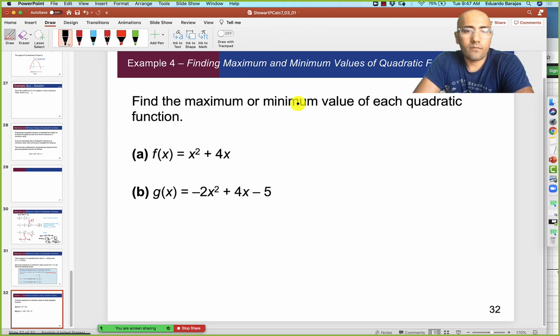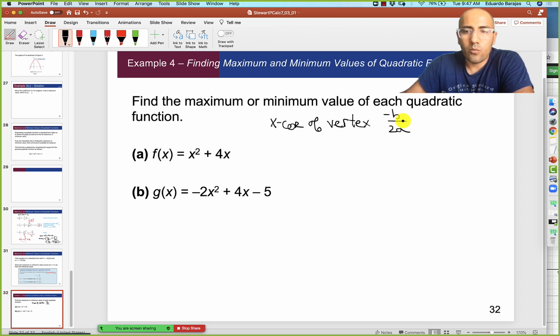Let's look at an example. Find the maximum or minimum value of each of these quadratic functions. In order to find the vertex, I need to figure out the formula. So the x coordinate of the vertex is given by the formula negative b over twice a, where a and b refer to ax squared plus bx plus c. So in this first equation, a is 1 and b equals 4. So for this first one, we get negative 4 over 2 times 1, which equals negative 2. So the x-coordinate of the vertex is negative 2.